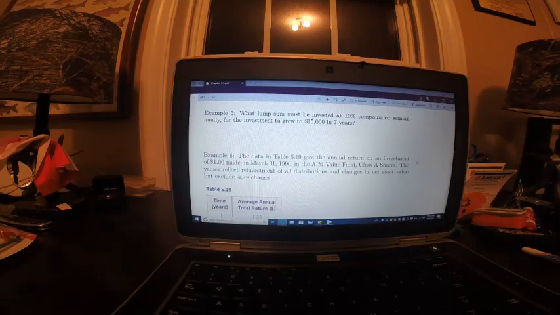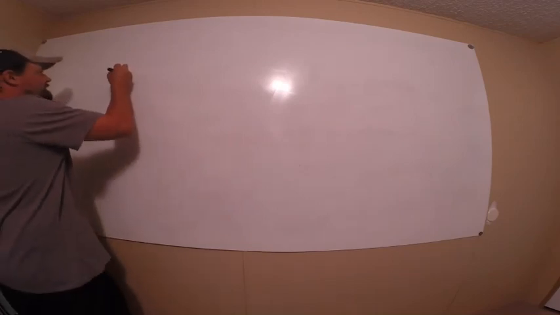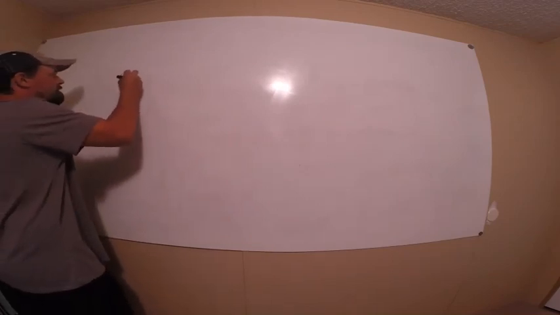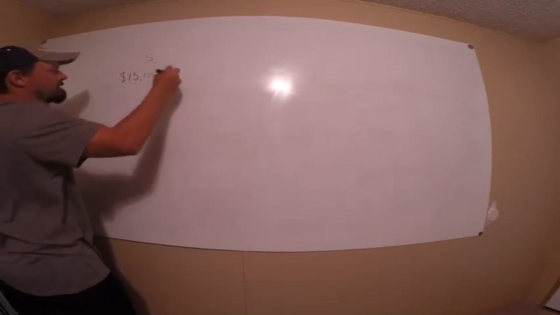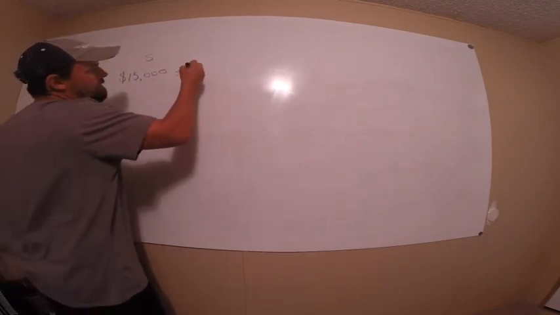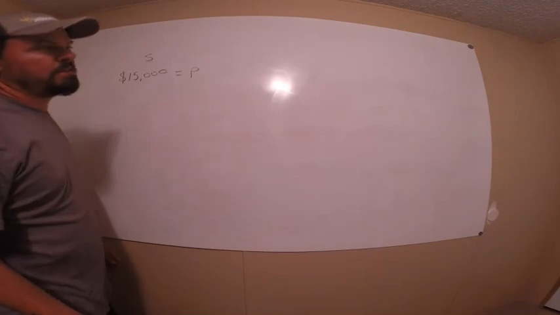Example 5 says, what lump sum must be invested at 10% compounded semi-annually for the investment to grow to $15,000 in 7 years? Let's take this one to the board. Now, we want it to grow to $15,000, so $15,000 is actually our S here. We don't know the initial value, we don't know what our P is.